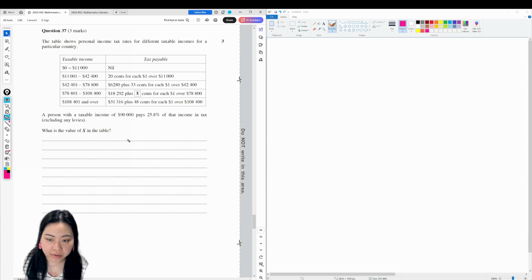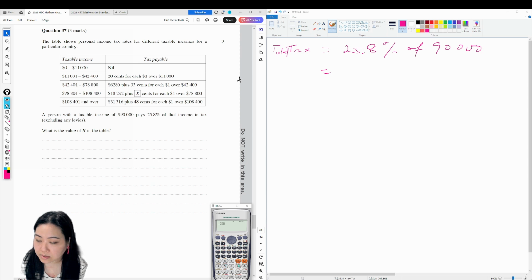Let's find what 25.8% of 90,000 is first. What do they say in taxable income? So total tax is 25.8% of 90,000. 0.258 times 90,000. This person pays $23,220 of tax. To find X, we have to get rid of that 18,292 first.